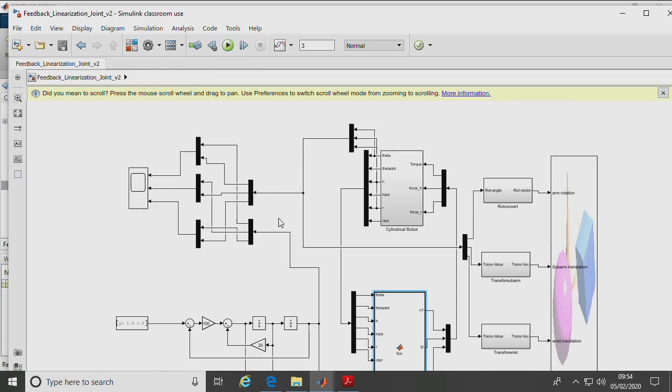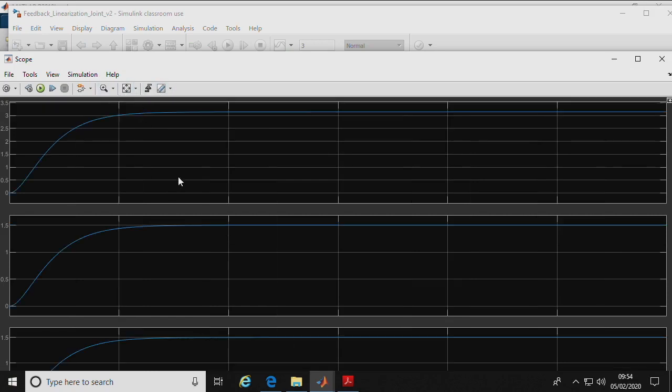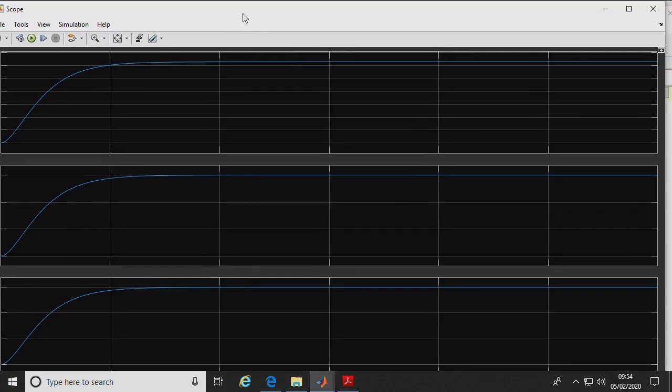If we look at this here, we can see we are measuring theta, h, and r, and in principle, we can see that all the responses are essentially the same at the moment, because I have chosen kp and kd all of similar value, and effectively we're just getting a linear response.